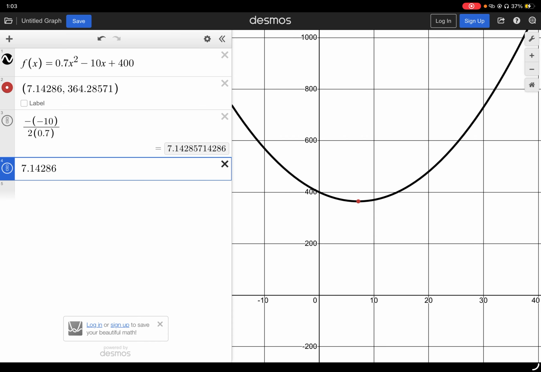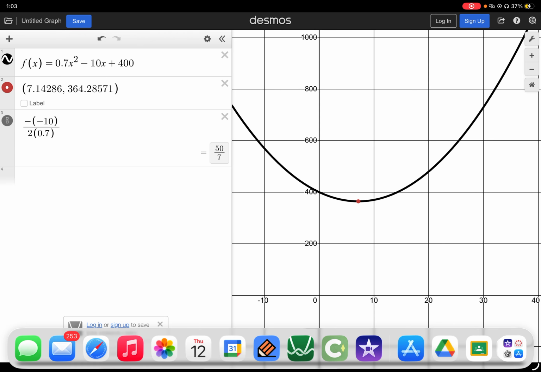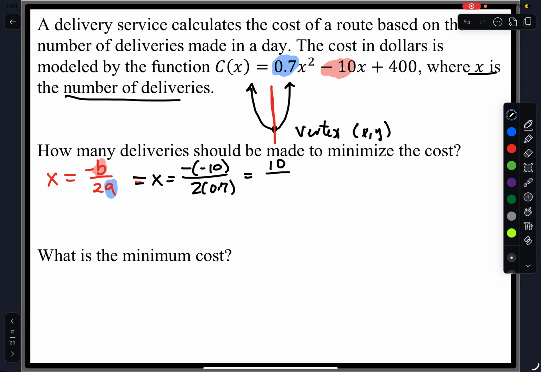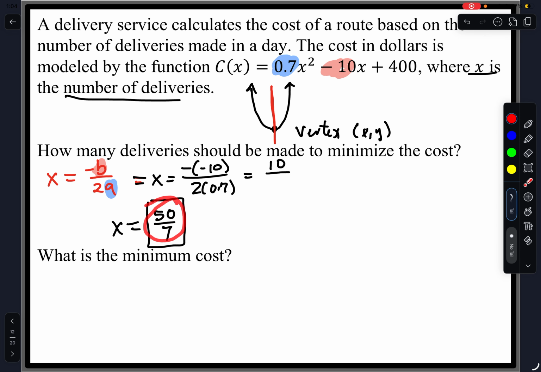So we're going to use the fraction 50 over 7 to represent how many deliveries they need to make. In this scenario, it doesn't quite make sense, because how do you make 50 over 7 deliveries? But in this example, we want to use the actual value.